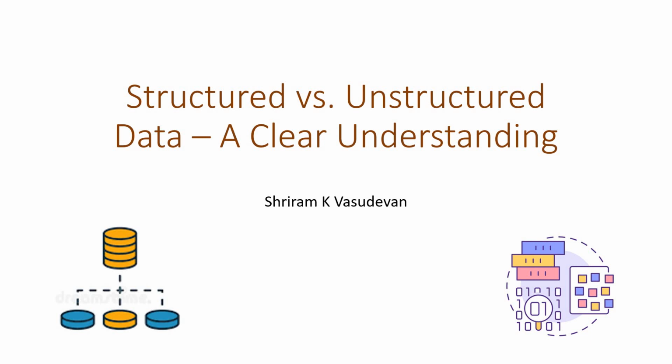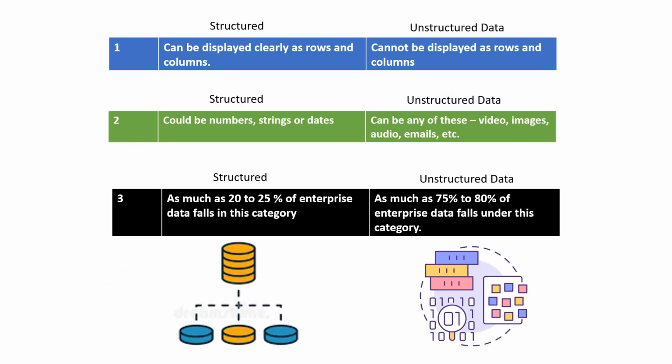There will be 5 differences. This is an interview question too. Let's get into it. The structured data can be clearly displayed as rows and columns, but it is not possible when it comes to unstructured data to display it as rows and columns. Structured data could be numbers, strings or dates. And unstructured data can be video, images, audio, emails, spreadsheets or anything.